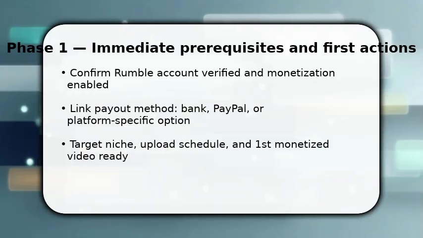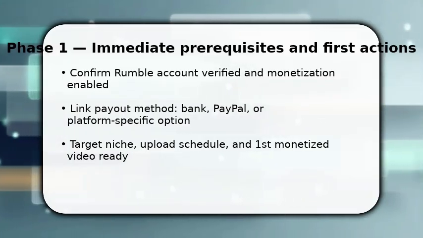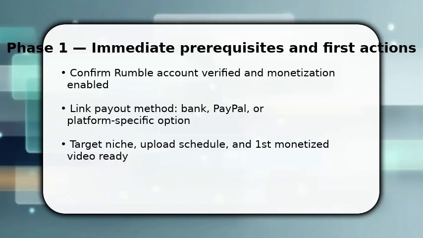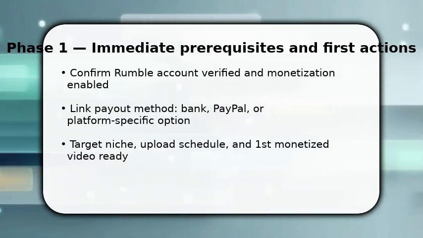You begin by confirming eligibility and enabling monetization. Make sure your Rumble account is verified and linked to a payout method like bank or PayPal. Once done, set a clear niche and upload schedule because RPM depends on audience fit and retention.